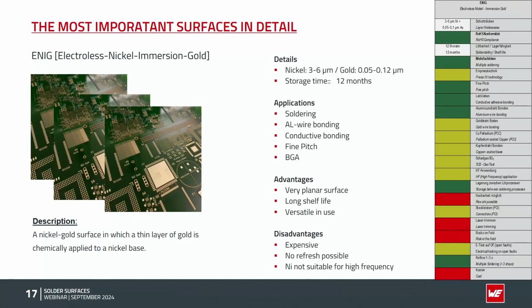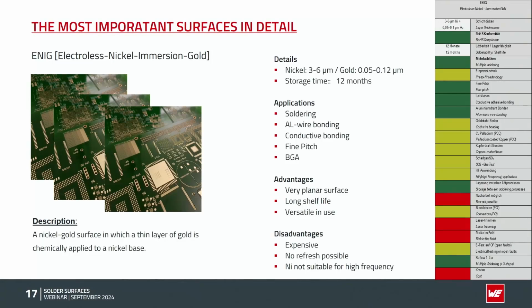You can see the details here. There's a nickel barrier between the copper and the gold to prevent diffusion of gold into the copper. And then finally we have a thin gold layer. We have a storage time of 12 months. A lot of applications possible. Good known advantages: very planar surface, long shelf life, very versatile in use.